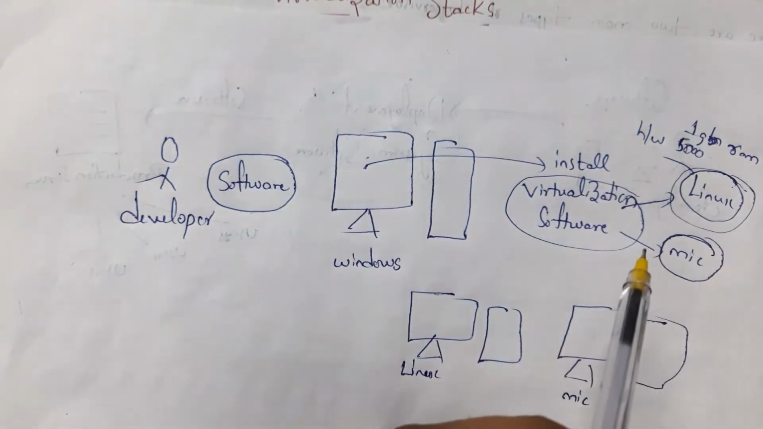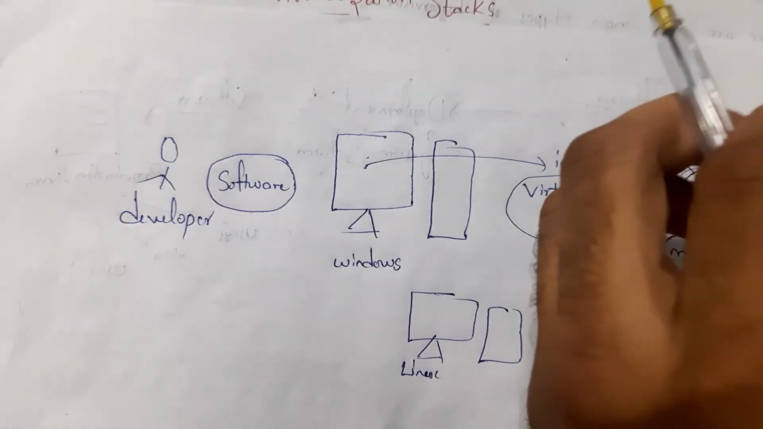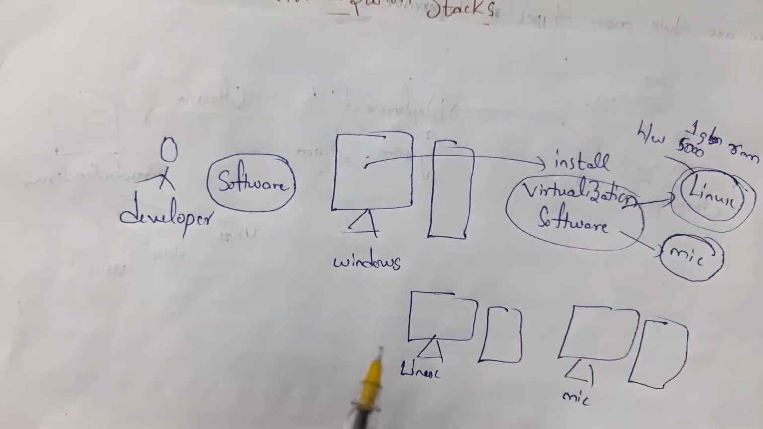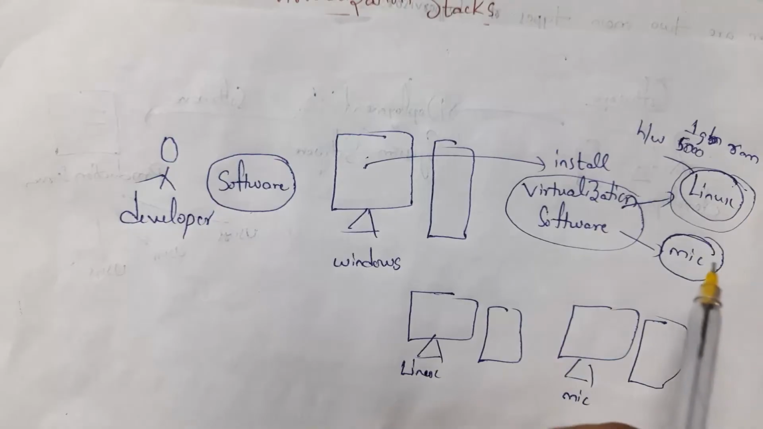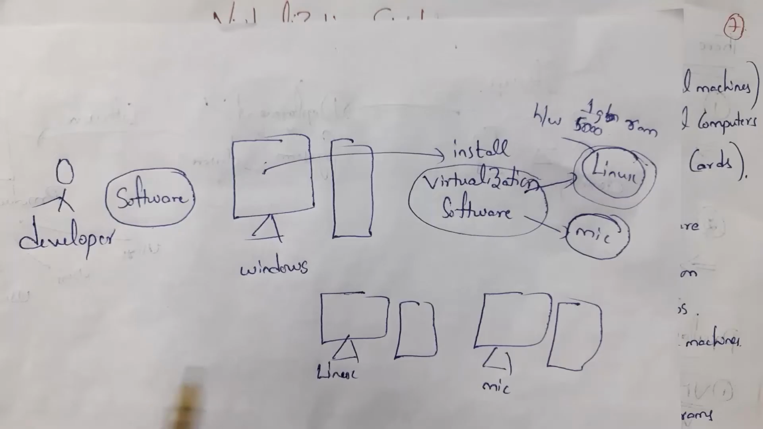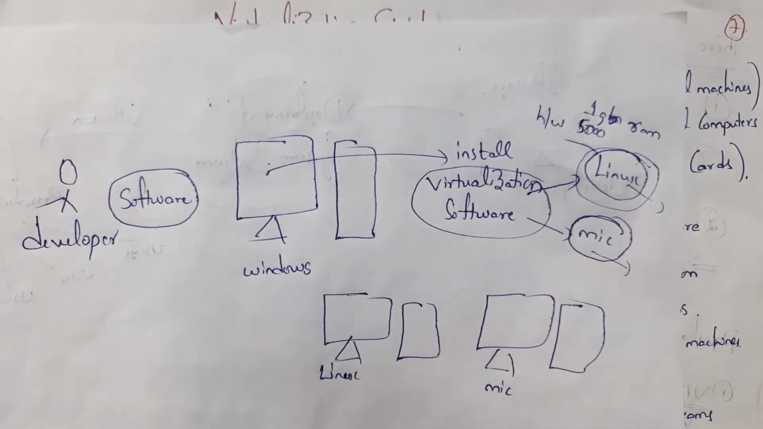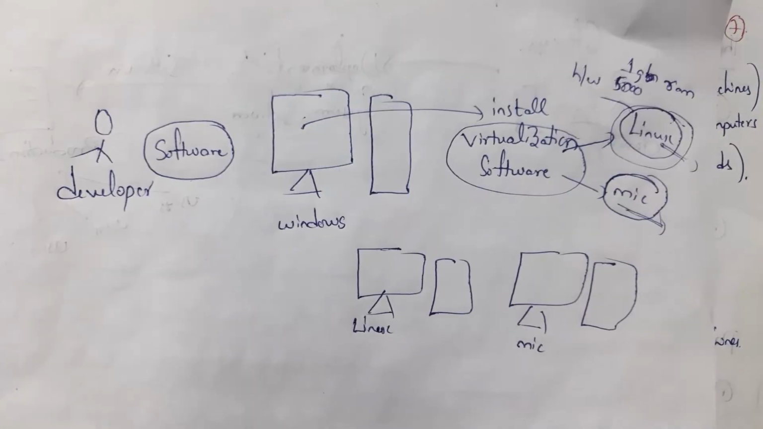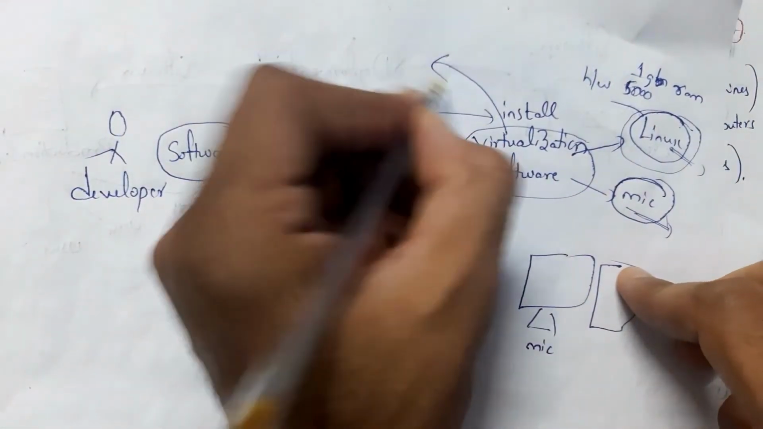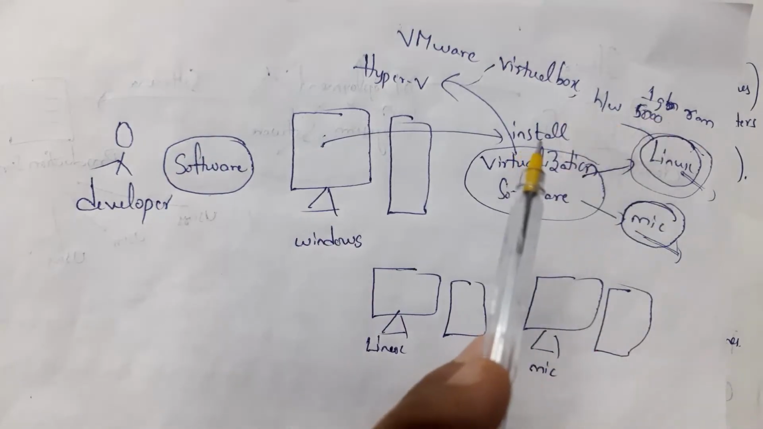Whatever operating systems you install in this virtualization software, these operating systems will work the same like real systems. So instead of purchasing two different systems, by using virtualization software, we can install various kinds of operating systems in our existing system. Guys, now we call this Linux operating system and Mac operating system virtual machines because they are created virtually in your existing system. Guys, there are so many virtualization softwares like VMware, VirtualBox, Hyper-V, etc. You can install these softwares and use them.